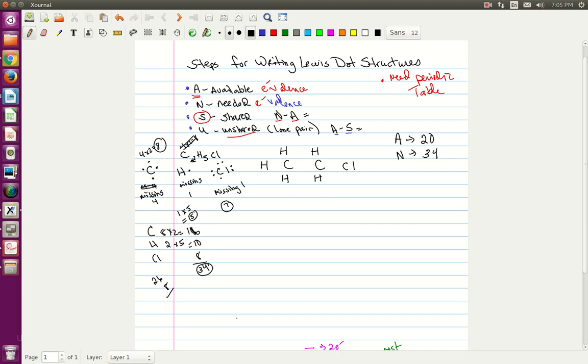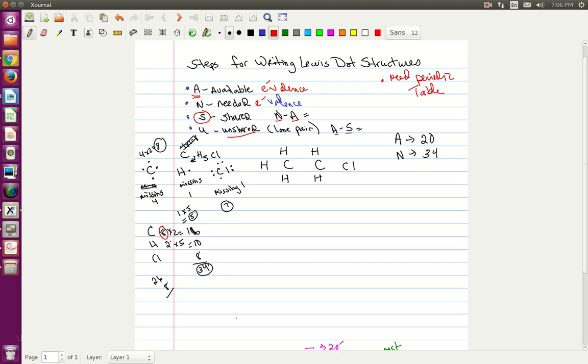Now, this is just one different way. I will go through another way with you in class as well. But let's just go through that one more time because that was a little bit confusing. There are 2 carbon atoms. Every carbon atom needs 8, and there are 2 atoms. 8 times 2 is 16.